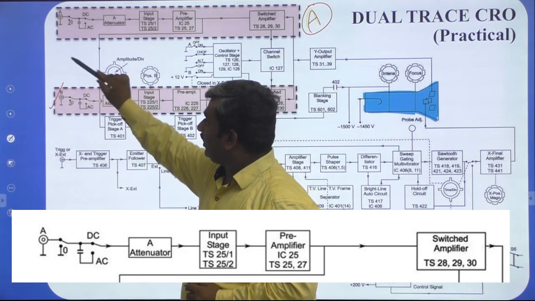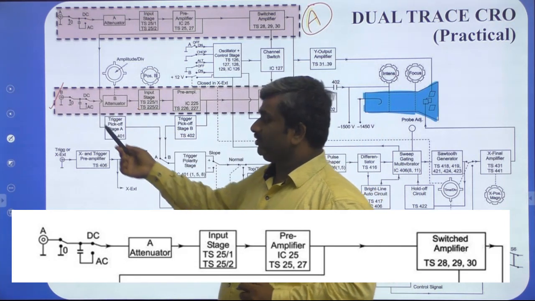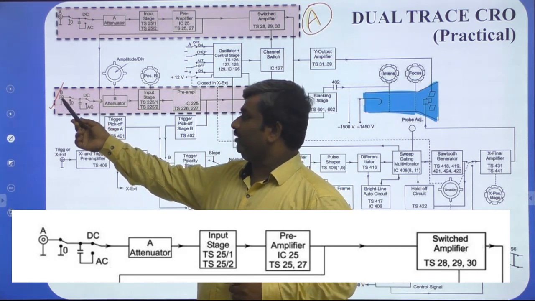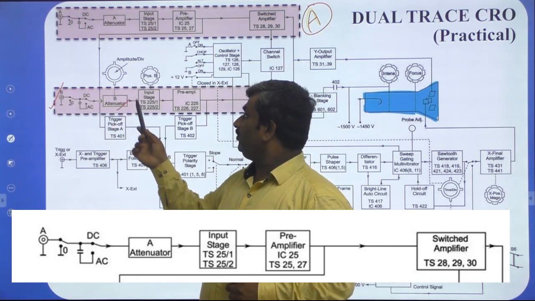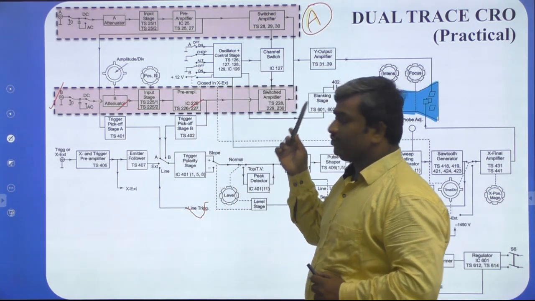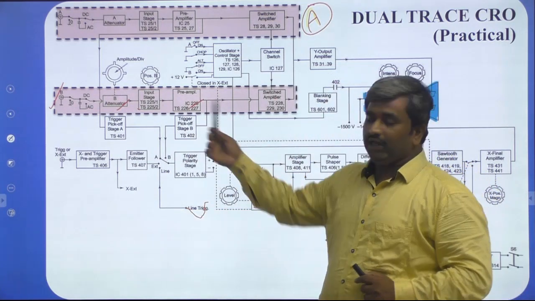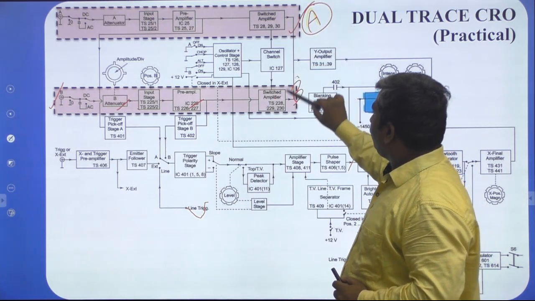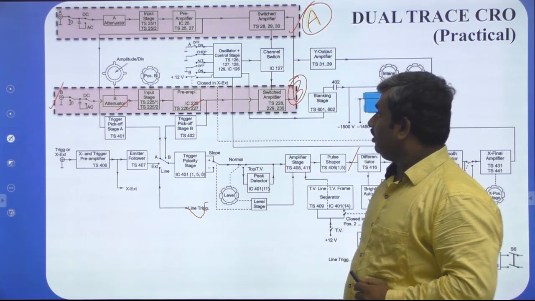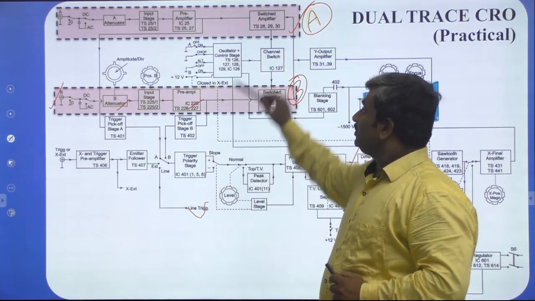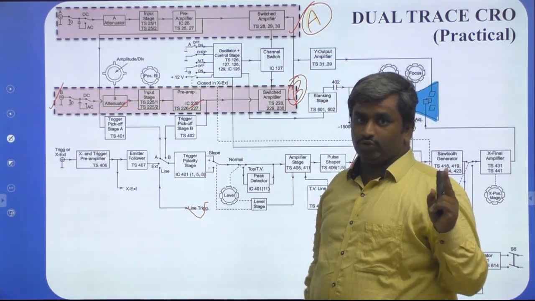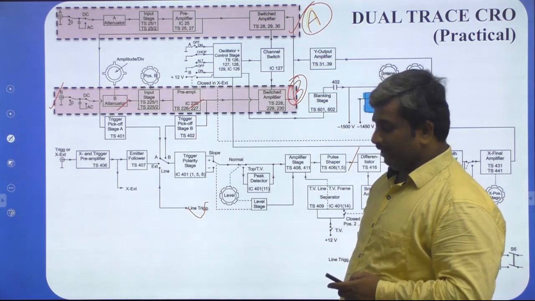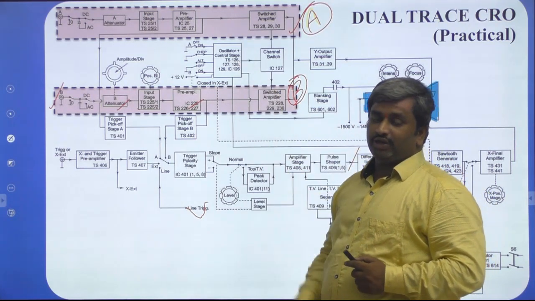Here you can give the channel B information, that is, the second signal. For channel B, we have the attenuator, input stage, preamplifier and switched amplifier. So Y channel amplifier A and Y channel amplifier B, first Y1, Y2, the two channels are available. These are called Y amplifiers. This is about the Y directional amplifiers.